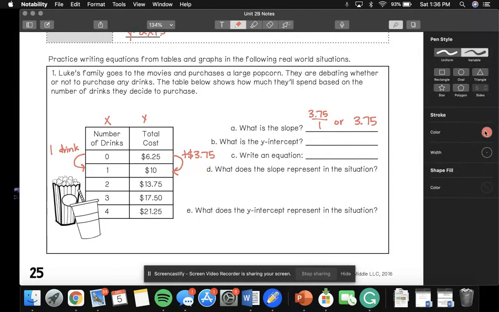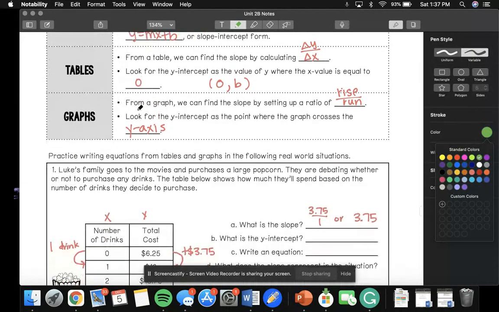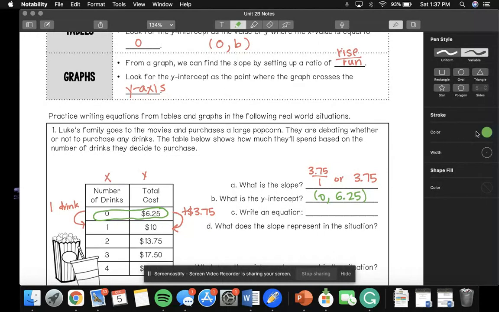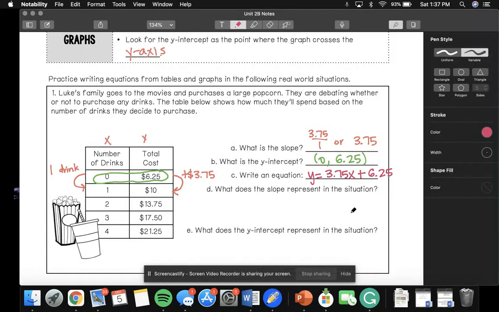To find the y-intercept in a table, we need to figure out when x is 0, what the y value is. So for 0 drinks, the total cost is $6.25. So my y-intercept is (0, 6.25), or you could just write 6.25. So my equation is y equals mx, so 3.75x, plus 6.25.